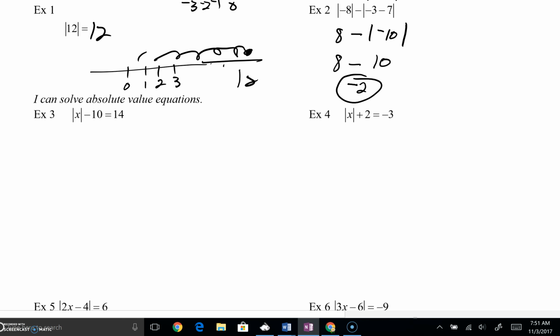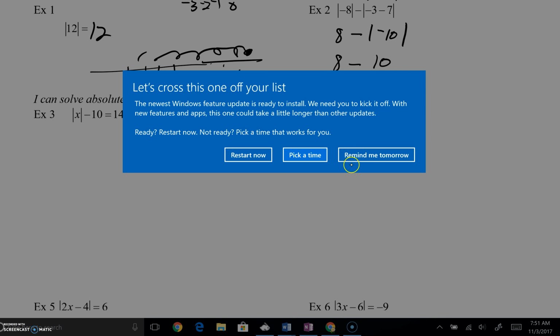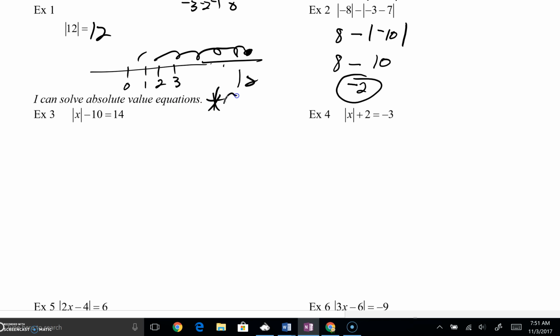Okay, so what you're going to have is this mandate. Always, always, always get the absolute value alone. Get the absolute value alone. Okay, that's really what we're going to be doing so much in these next lessons.